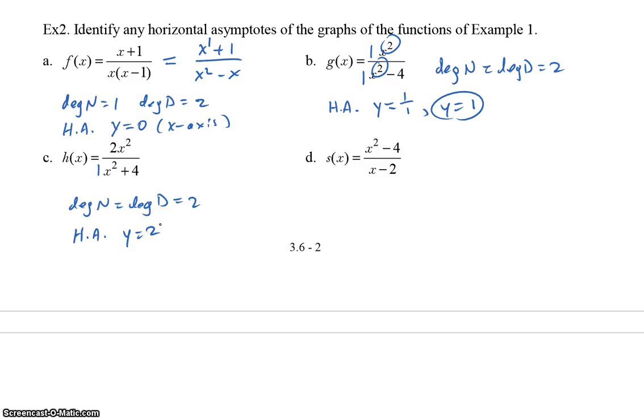Notice, by the way, when we write the equation of the horizontal asymptote, we should always write it in the form y equals whatever value we've obtained. The only time you don't have to do this is if you describe the horizontal asymptote as being the x-axis. But if you even write the equation of the x-axis, you have to use y equals 0. So make sure you include the variable y when you write the equation of a horizontal asymptote.